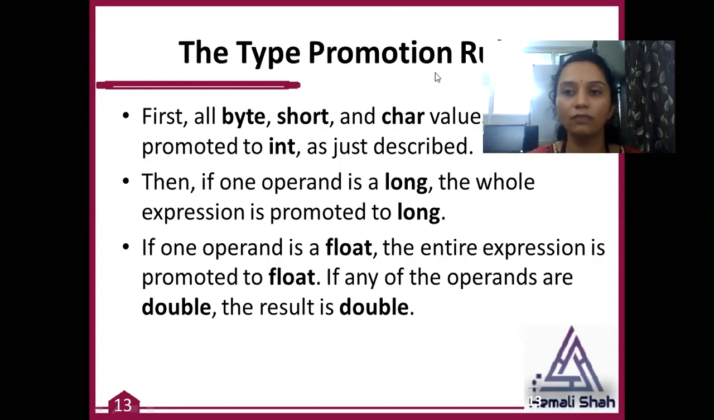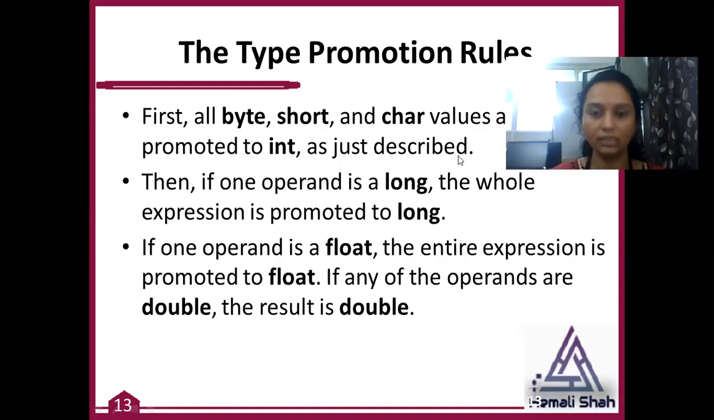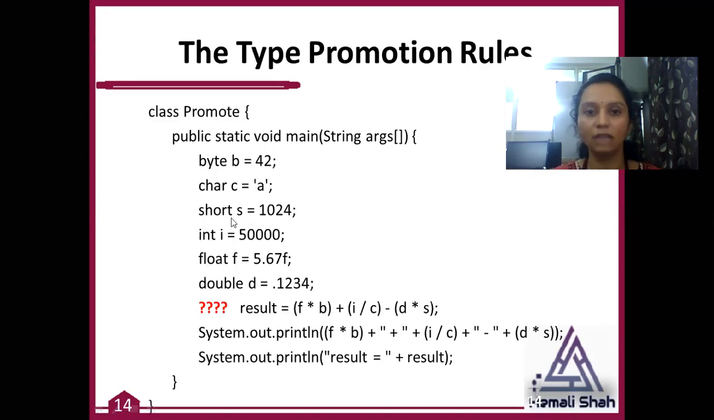So here is the rule of type promotion in expressions. First, all byte, short, and char values are promoted to int data type, as described before. 2 is an integer by default. Then, if one operand is long, the whole expression is promoted to long. If one operand is float, then the entire expression is promoted to float. If any operand is double, then the result is double. So this is the type promotion rule for expressions. Let's apply this rule over here.